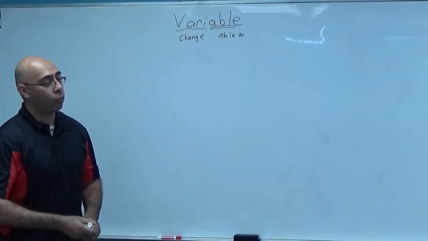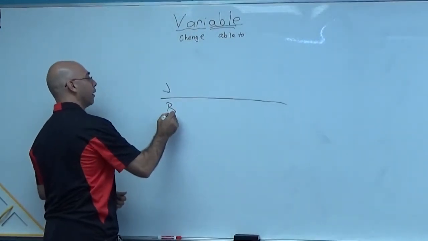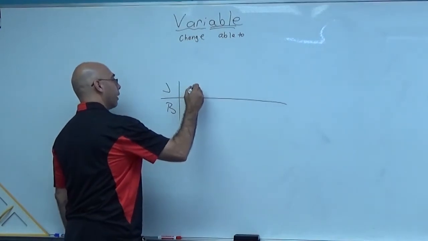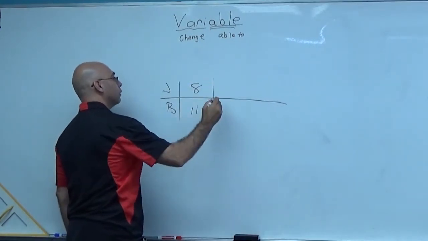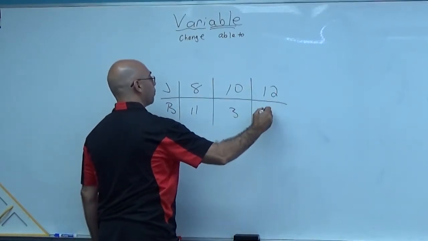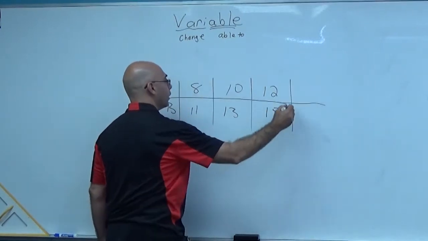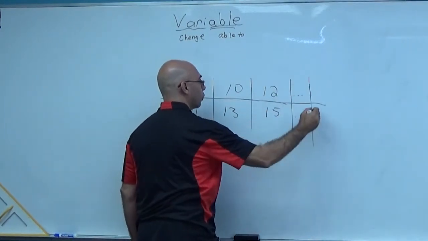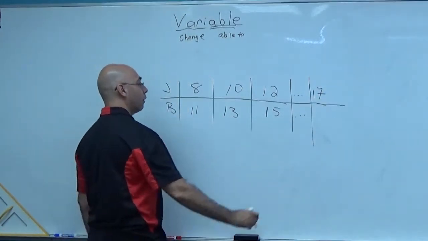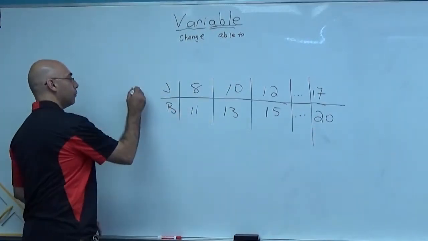If I were to write this, say we'll call this Joey and Brenda. We'll go over it as a table. Joey had $8. Brenda would have 11. Joey would have $10. Brenda would have 13. Joey had $12. Brenda would have 15. What if Joey had $17? How much would Brenda have? $20. All right, 20.